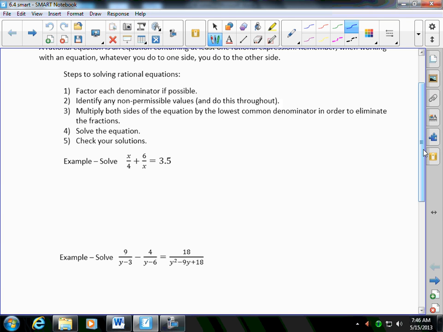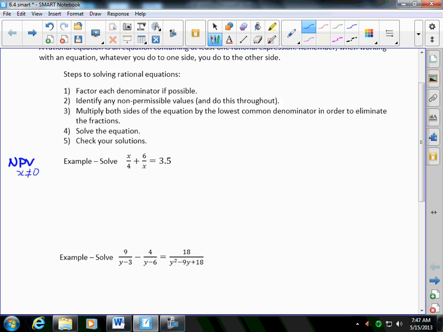So example number 1. To solve, first, I factor the denominator if possible. Well, these ones can't be factored. Identify any non-permissible values. So first of all, for this one, I have an NPV. There's only one variable down there, and that's an x. So that means my restriction is x is not equal to 0.